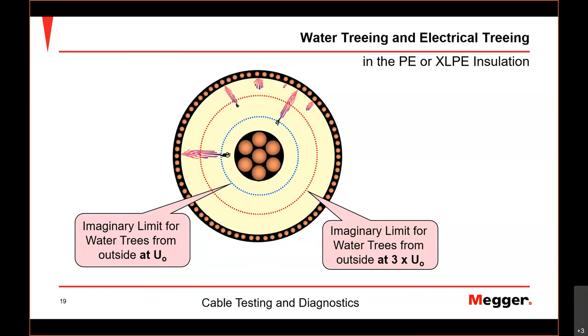Low voltage, no. For low voltage, partial discharge is not an issue. Tan delta is not an issue. VLF is not an issue. So we're talking about medium voltage, I would say 6 kV and higher.